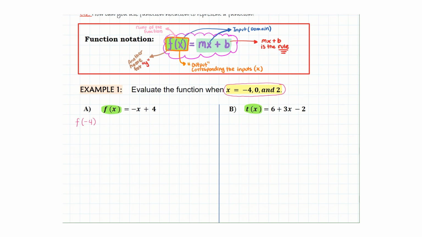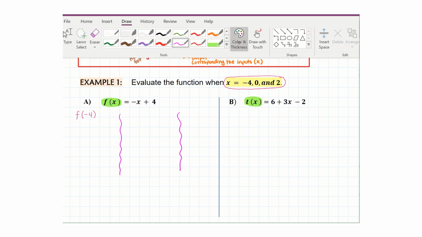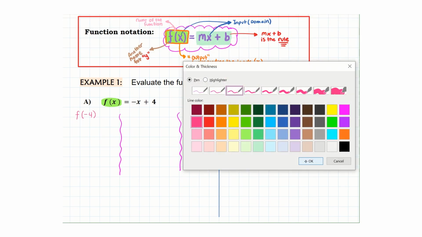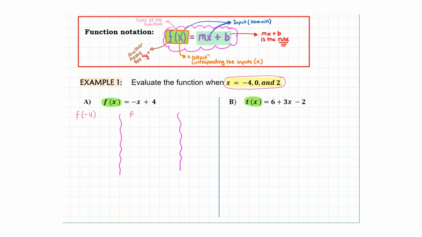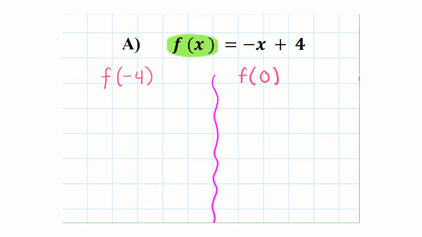The left side is what your function is called. So on A it is f of x, on B it is t of x. And that's how you read it: it's the letter and then "of" whatever's inside the parentheses. Since we have three different inputs, that means we're going to have three different answers for each of our functions. So this is how I like to set it up.